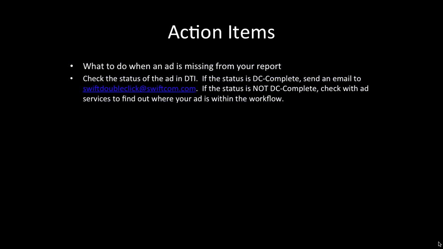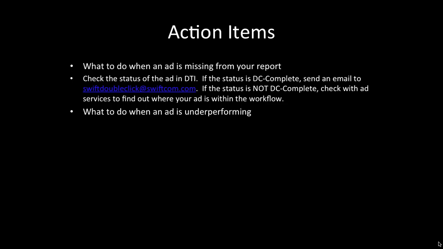Let's talk a little bit about what needs to happen when you're reading this report if something should jump out at you. The first thing is, what do you do when an ad is missing from your report? First, check the status of the ad in DTI. If the status is DC complete or DoubleClick complete, send an email to swiftdoubleclick@swiftcom.com. If the status is not DC complete, check with the ad services, your assistant, or within DTI if you have access to find out where your ad is within the workflow.